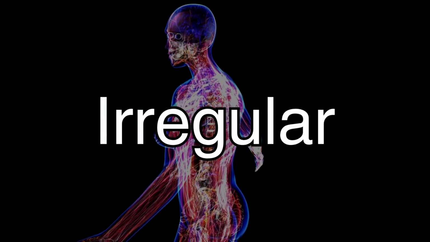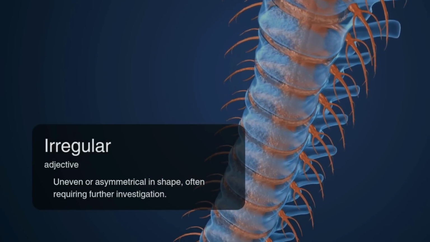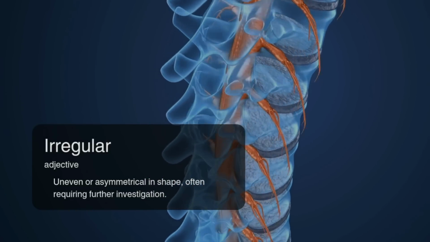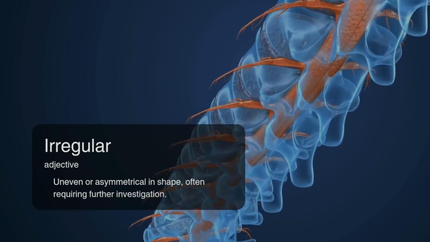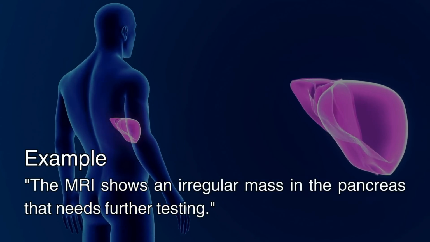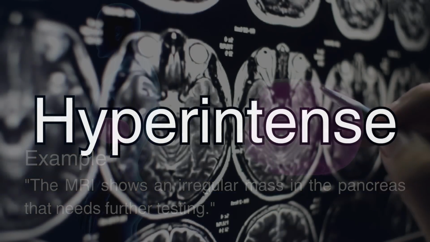Irregular. If something is irregular, it is uneven or asymmetrical in shape, often requiring further investigation. The MRI shows an irregular mass in the pancreas that needs further testing.